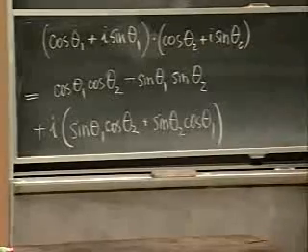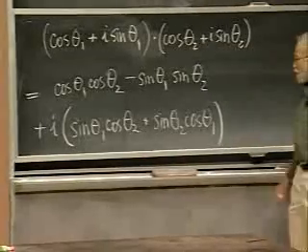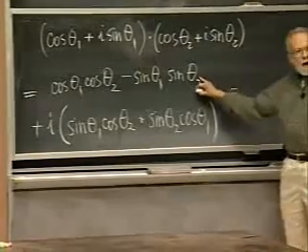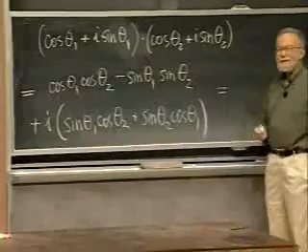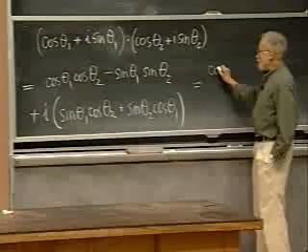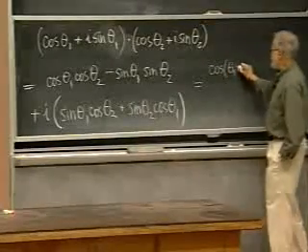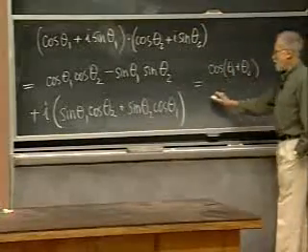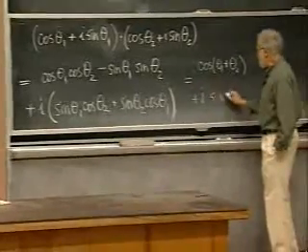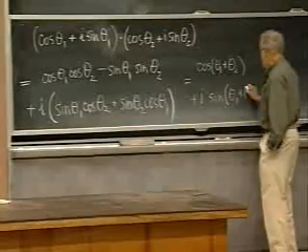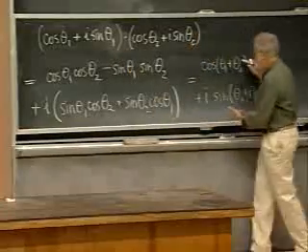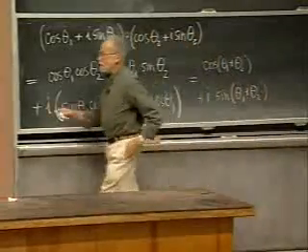Well, it looks like a mess, but again, high school to the rescue. What is this? The top thing is a disguised form of cosine of theta 1 plus theta 2. And the bottom is sine of theta 1 plus theta 2. So the product of these two things is this, and that's exactly the formula.